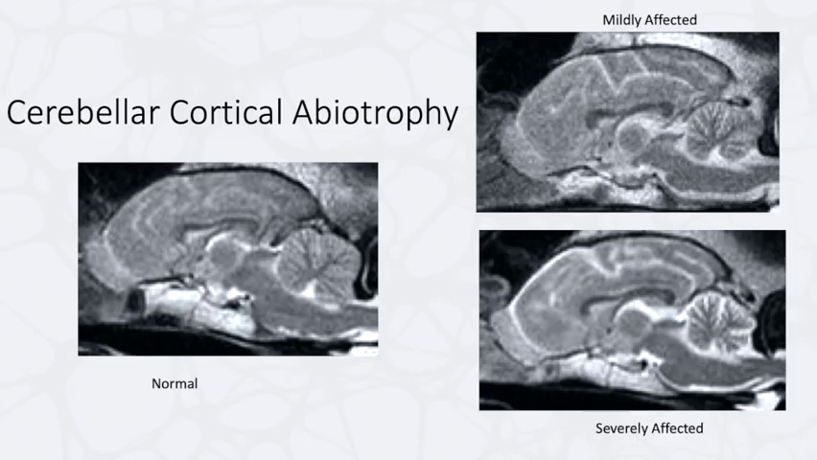So cerebellar cortical abiotrophy is a genetic condition. Abiotrophy meaning that the patient is born with a normal cerebellum, then over time it starts to become abnormal and atrophy. And on the bottom right, hopefully you can appreciate that there's increased CSF signal around the cerebellum because there's atrophy of the cerebellum. All these are T2-weighted sagittal sequences.